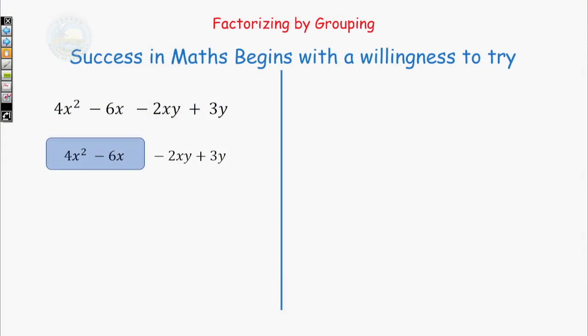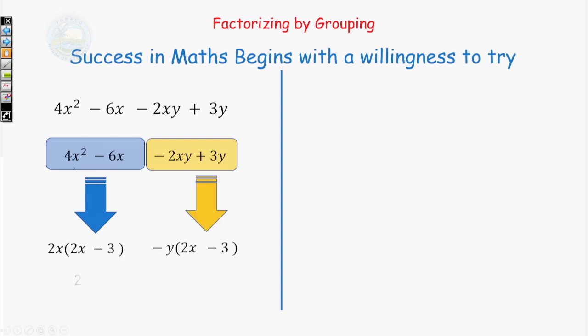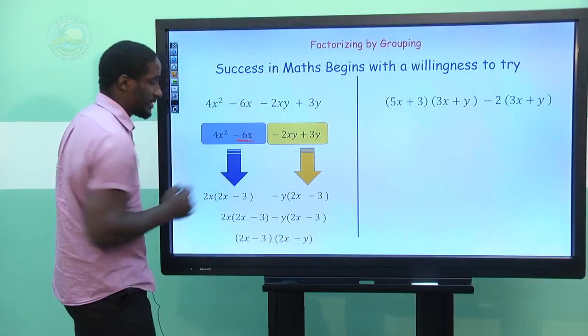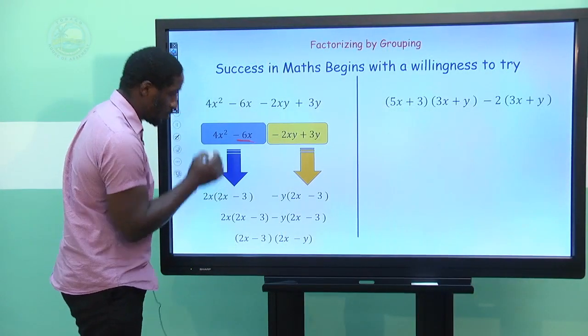So this is the expression again. How do we group? You recognize here that we can group the first two terms by themselves and the last two terms by themselves. So we have a pair and a pair. For the first pair, what is the common factor? The common factor is 2x, correct. And we ask ourselves now, 2x multiplied by what is going to give us the 4x squared? And then 2x multiplied by what is going to give us minus 6x? So 2x multiplied by 2x is 4x squared.